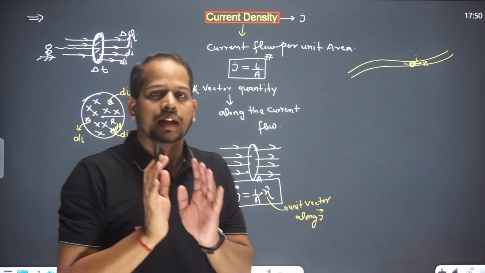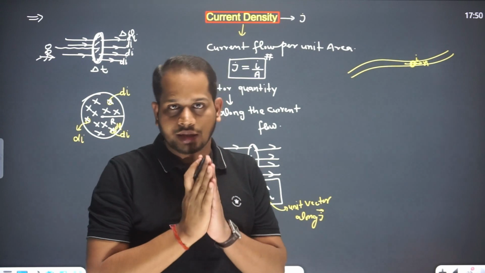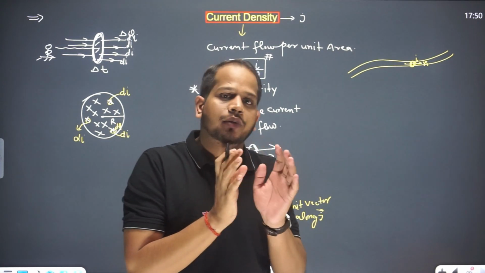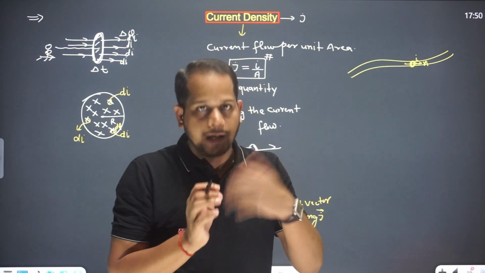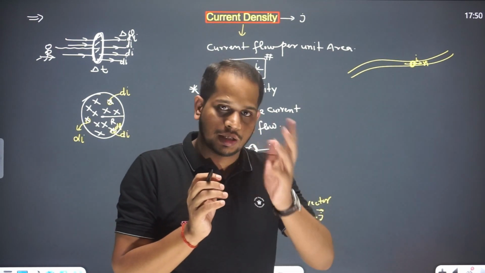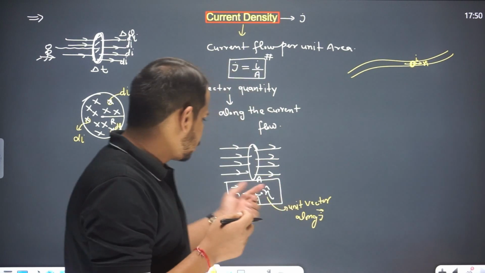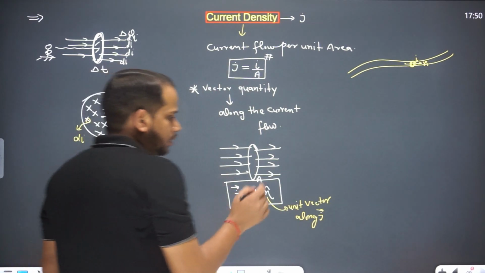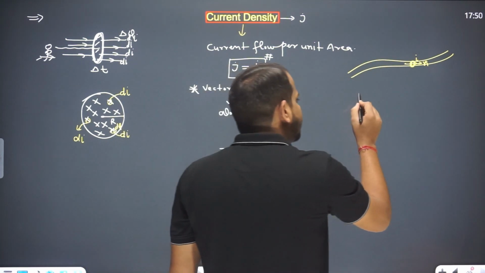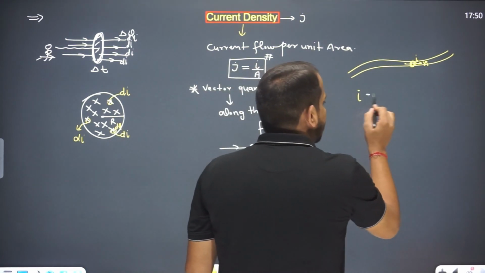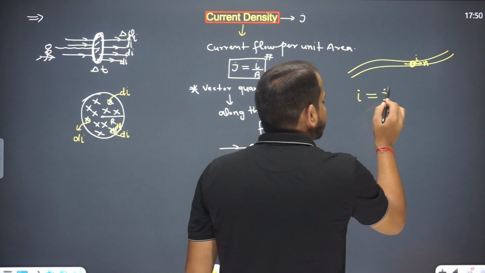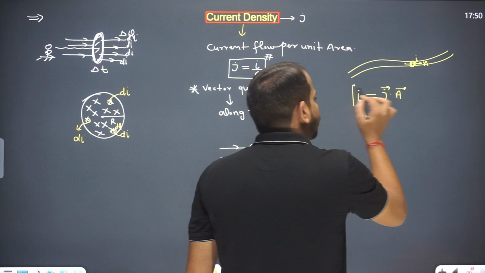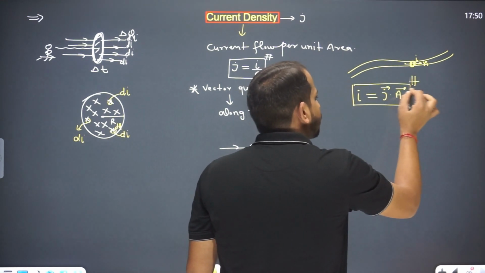Current is a scalar quantity, but we know there is a direction. But what's the problem? It's a scalar. So we have taken a quantity which is a vector, with the help of which we can explain all the things related to the current. That is what J equals I by A. Now we can write I equals J dot A.